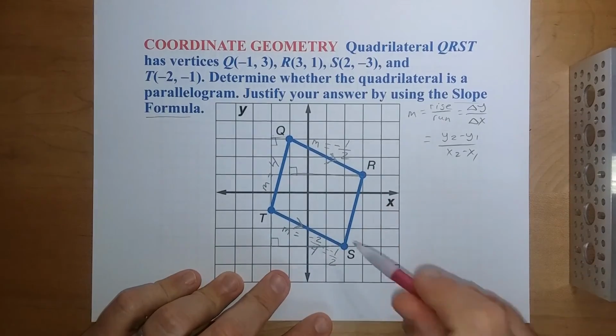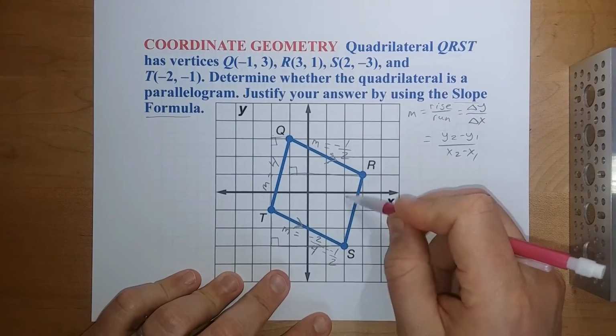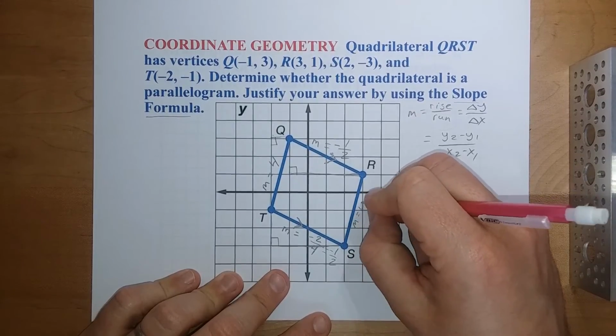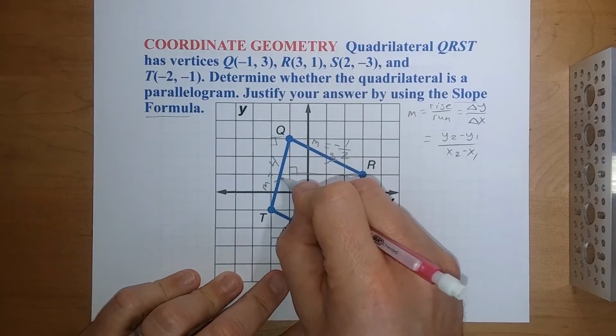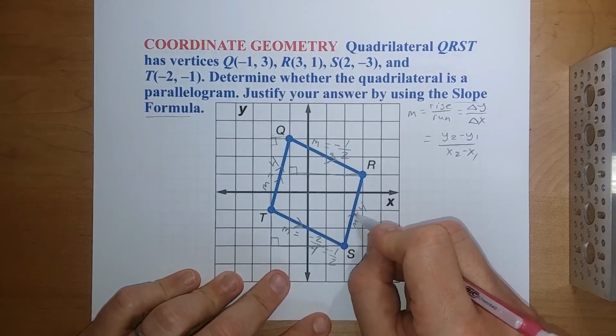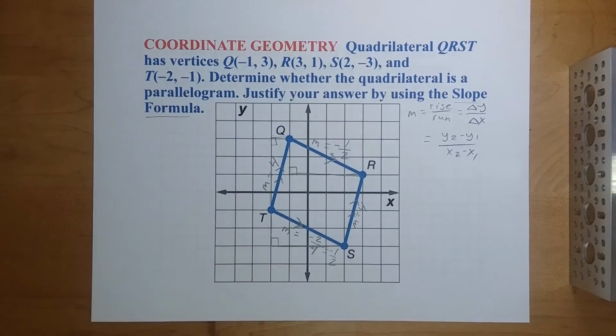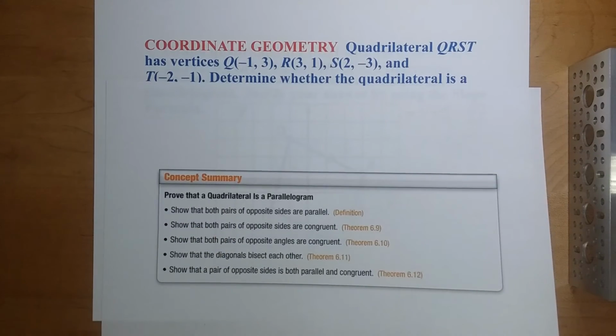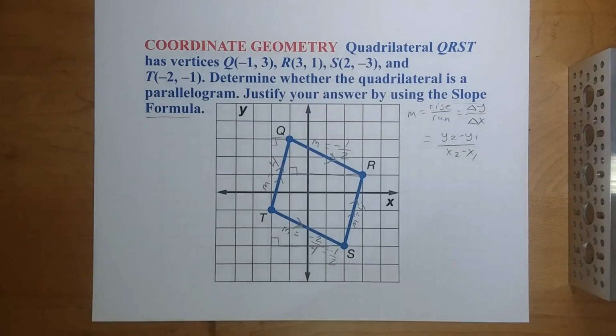When I go from S to R, I go up 4 and over 1. So that also has a slope of 4. So I can see here, I'm going to go ahead and mark these sides parallel as well. And when I have that condition, I recognize that that meets this first definition here, showing that both pairs of opposite sides are parallel. Boom, we have a parallelogram.